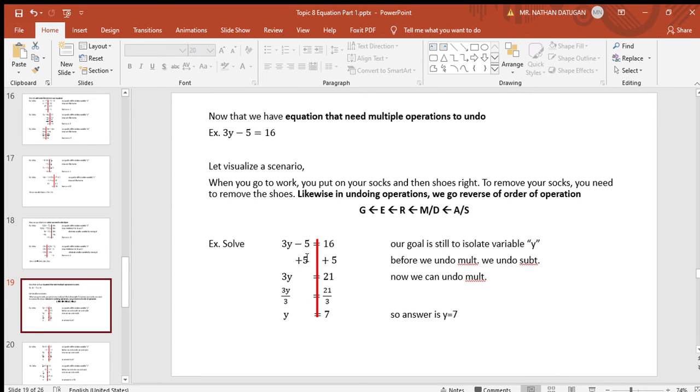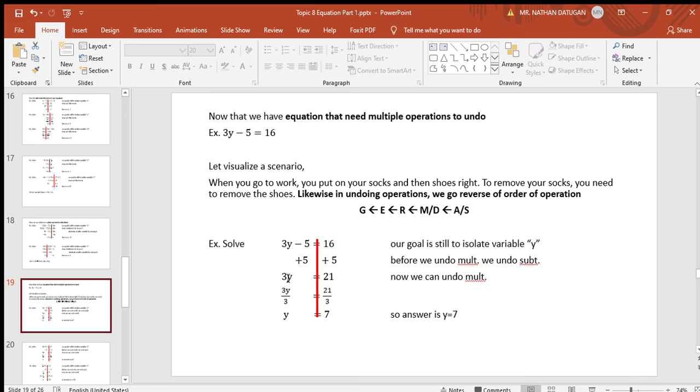So let's start with something easy. 3y minus 5 is equal to 16. Now we want to get rid of that subtraction. To get rid of that minus 5, we add 5. Minus 5 plus 5 is 0, so we're left with 3y, and 16 plus 5 is 21.